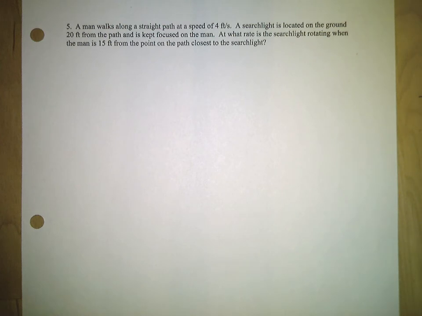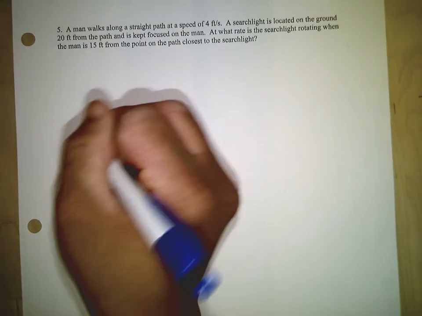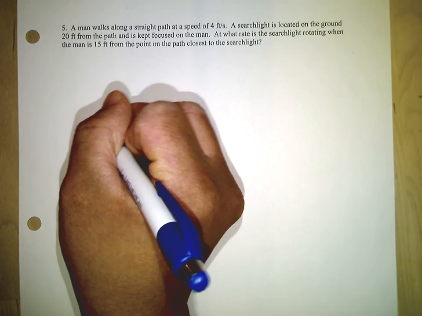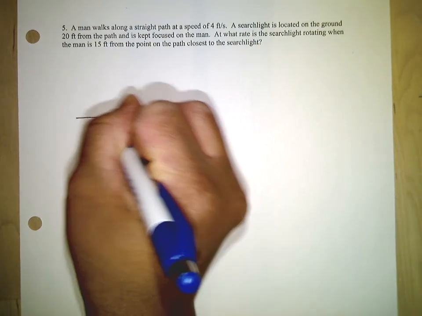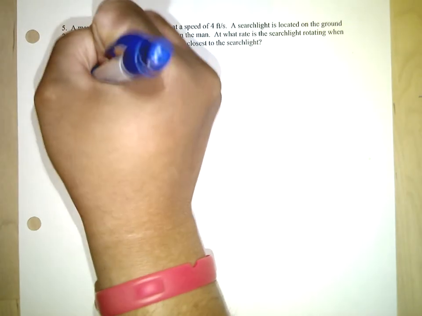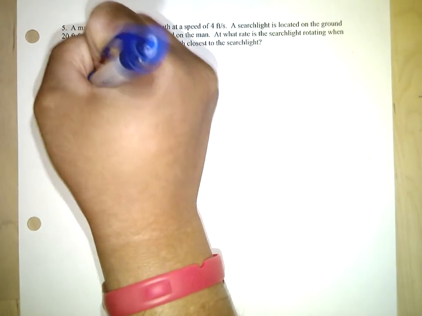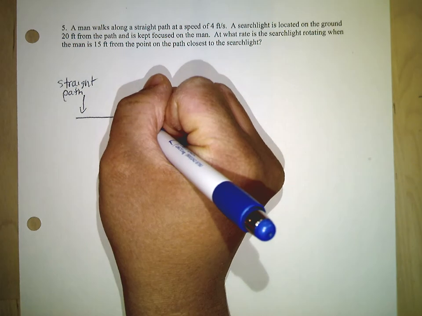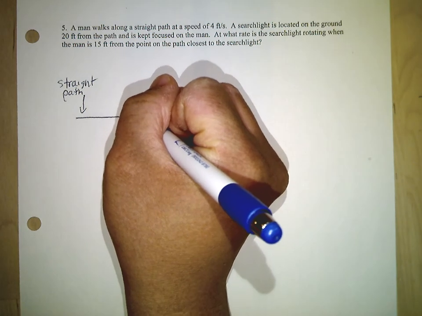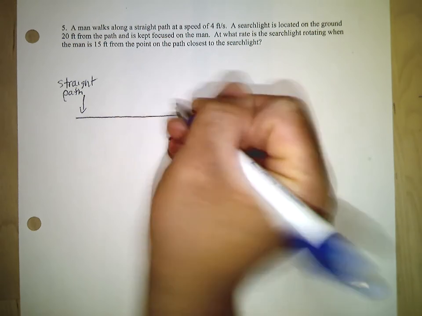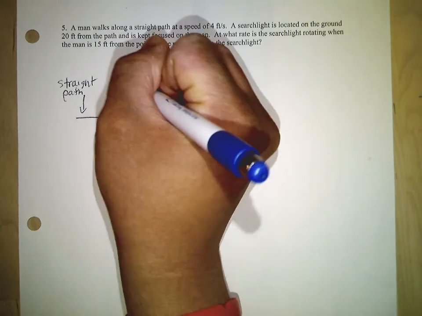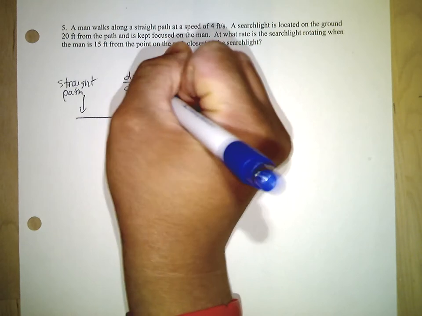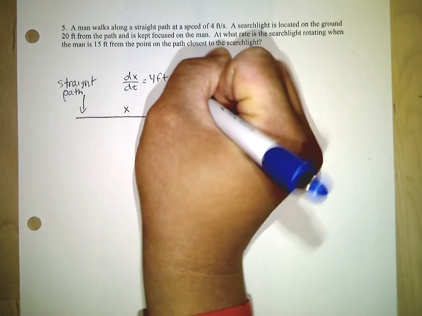So let's draw a diagram for this. All right, so let's say that here is the straight path that the man is walking along. So, straight path, and I'll just call it X. All right, X, or you could call it P for path. It doesn't really matter. But if this is X, then dx dt is 4 feet per second.